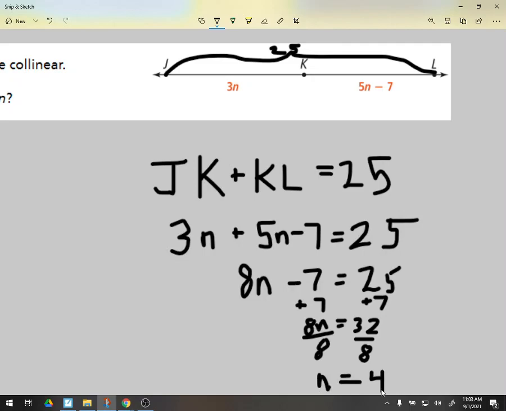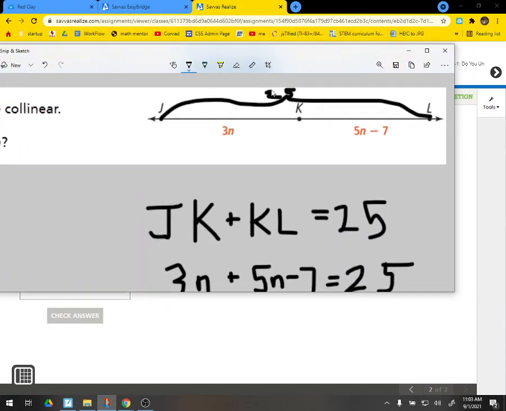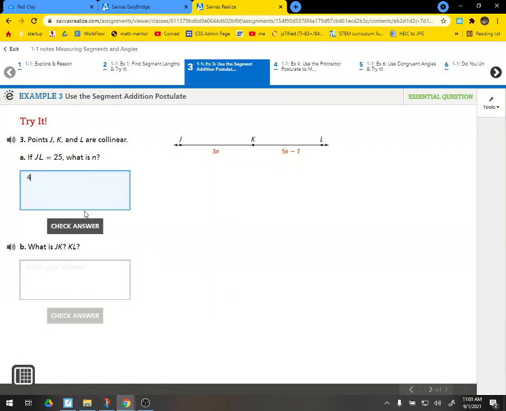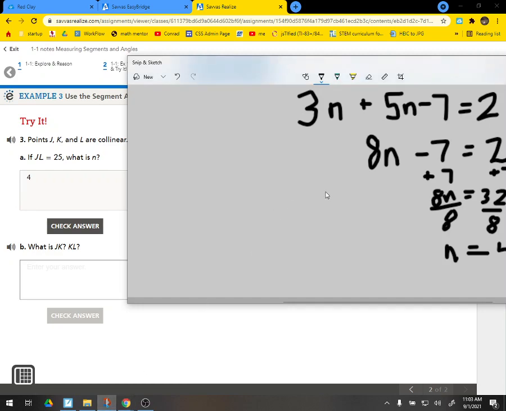Oh, there I go again. I don't actually know what the question is. Let me see what the question is. Oh, the question says, what is n? Okay. Well, n is 4. But then it says, what is JK and what is KL? And this is where, okay, well, we know JK, we know KL by knowing what n is.